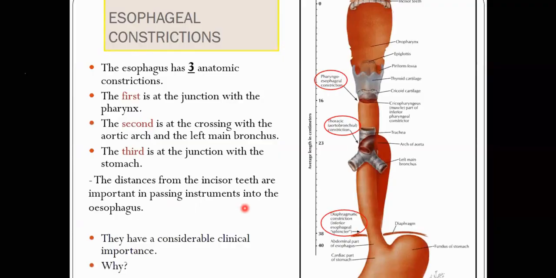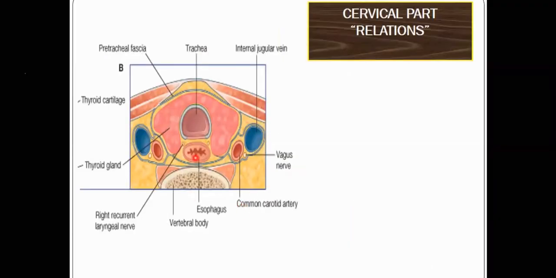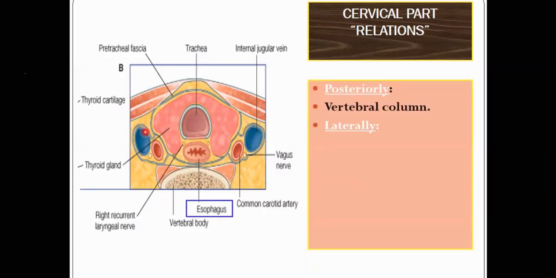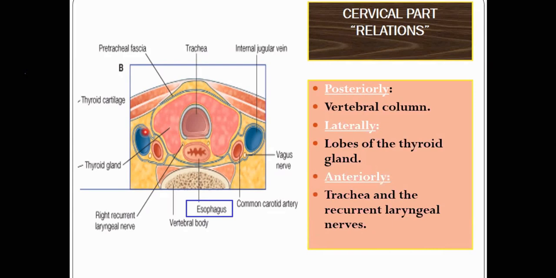This is the cervical part relation. This is the esophagus. This is the trachea. If you see, posteriorly it is related to the vertebral column. Laterally, the right recurrent laryngeal nerve, and then on the lateral side, this is the thyroid gland. So let us do it: what are the relations of the cervical part? The vertebral column, lobes of the thyroid gland. We are talking about the cervical portion, and the trachea and the recurrent laryngeal nerve. These are the relations in the cervical part.